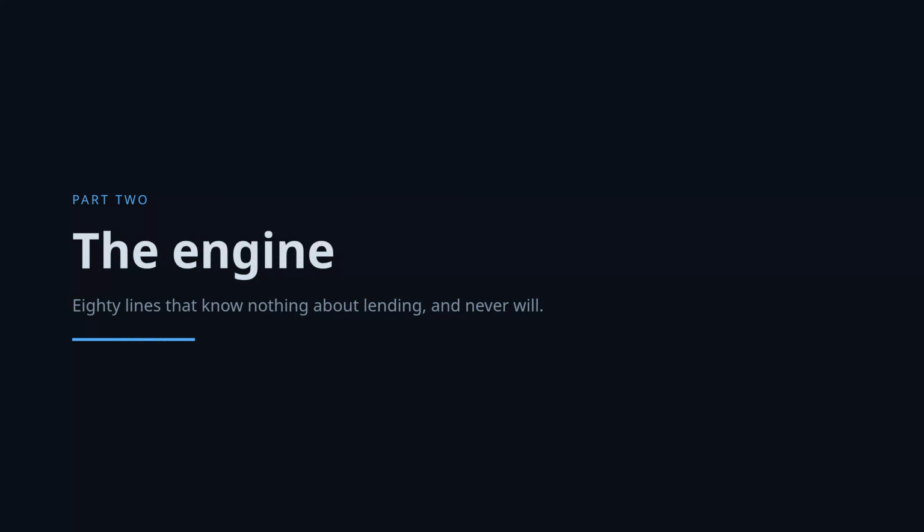The engine comes next. It is about 80 lines long, and it knows nothing about lending, which is not an accident of this example. It depends on the rule interface and on nothing else. Adding a rule is adding a class. There is no list inside this file for anybody to forget to update.